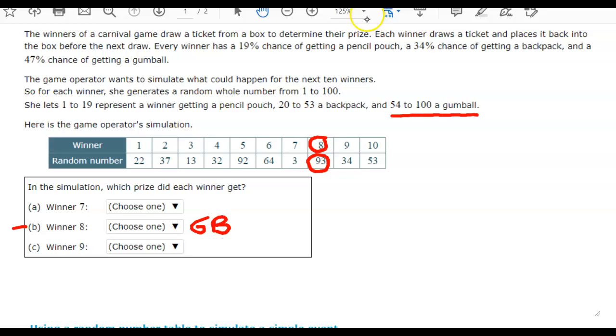And then winner number 9, they've got a 34. So look up there and tell me what you guys think they would get if they got a 34. Yes, 34 is in this area, so they would have themselves a backpack. Okay, let's move on down to the next problem.